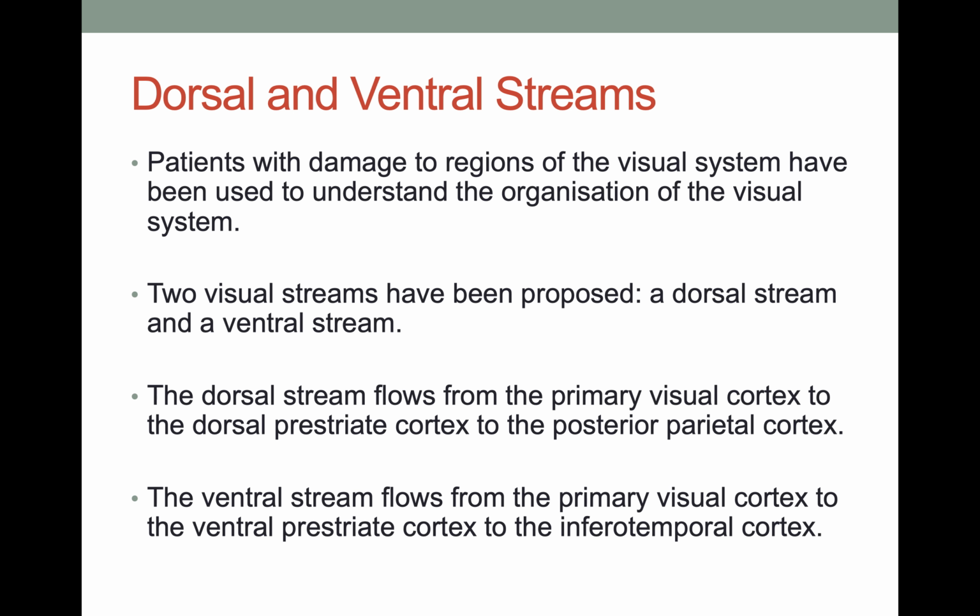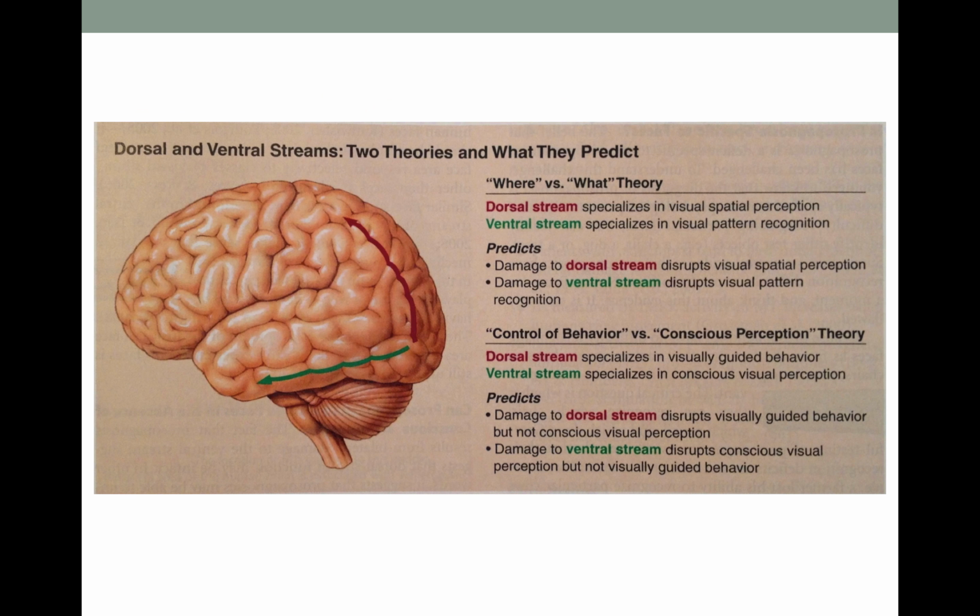Patients with damage to regions of the visual system have been used to understand the organisation of the visual system. Two visual streams have been proposed, a dorsal stream and a ventral stream. The dorsal stream flows from the primary visual cortex to the dorsal prestriate cortex and then to the posterior parietal cortex. The ventral stream flows from the primary visual cortex to the ventral prestriate cortex to the inferotemporal cortex. These two different streams of visual perception are thought to mediate different types of vision, which are outlined here. The dorsal stream specialises in visual spatial perception and in visually guided behaviour, whereas the ventral stream specialises in visual pattern recognition and in conscious visual perception.